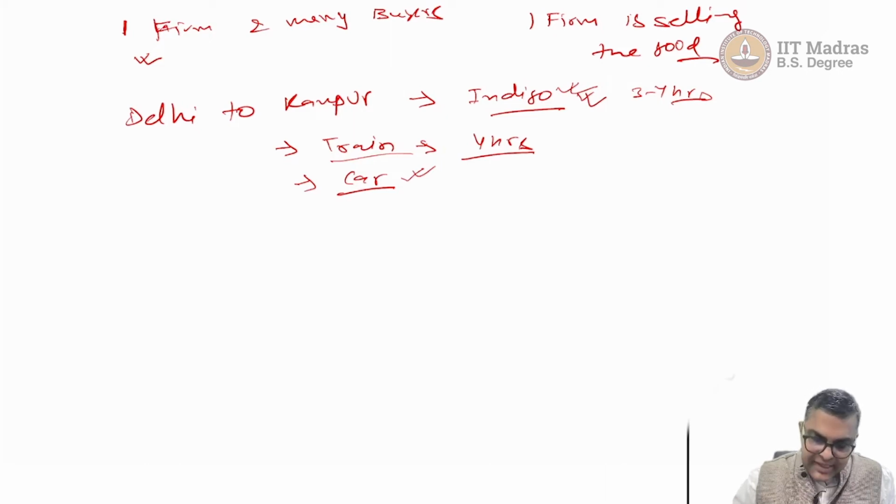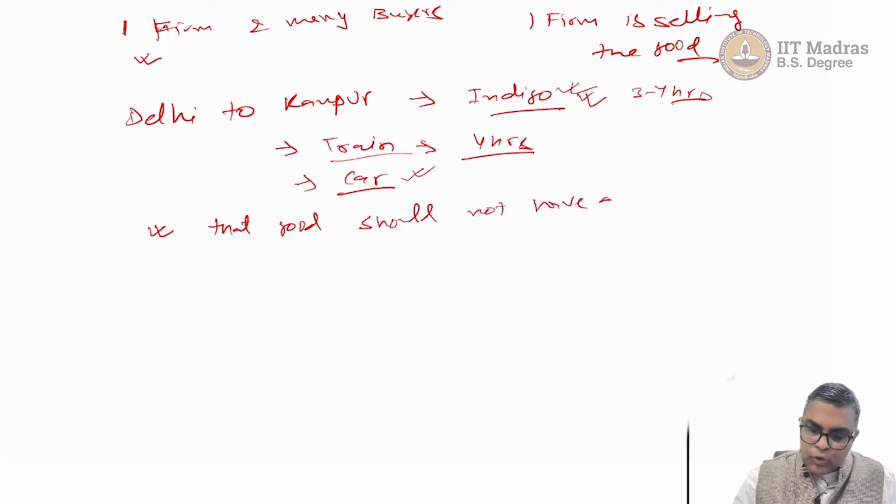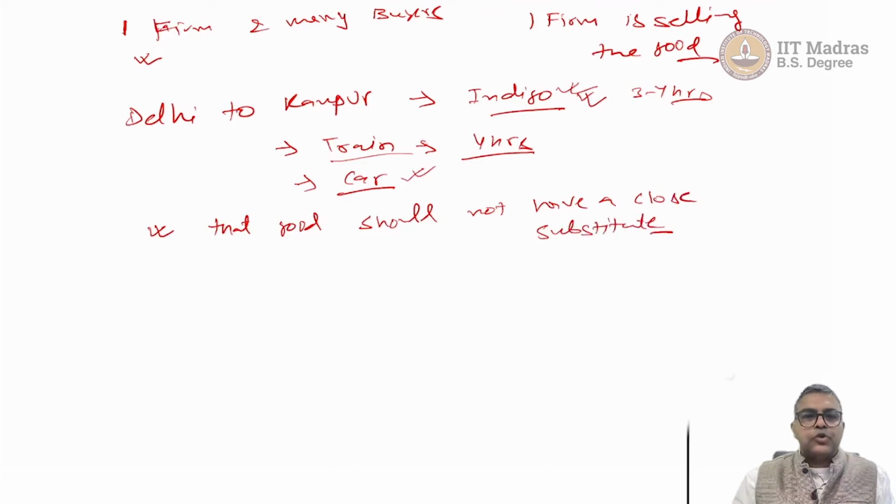So we can say that for monopoly the requirement is that the good should not have a close substitute. Okay, because if close substitutes are available, the price goes up, you would shift to another item. Okay, so that's what you have to keep in mind.